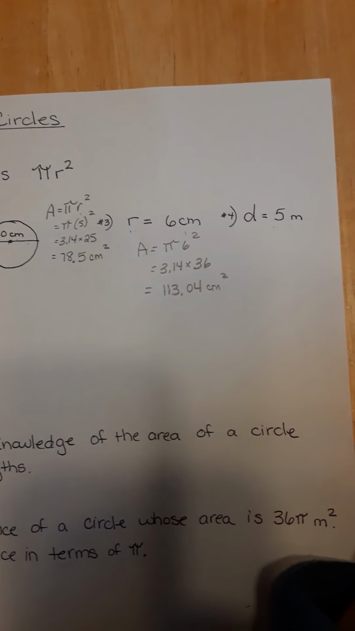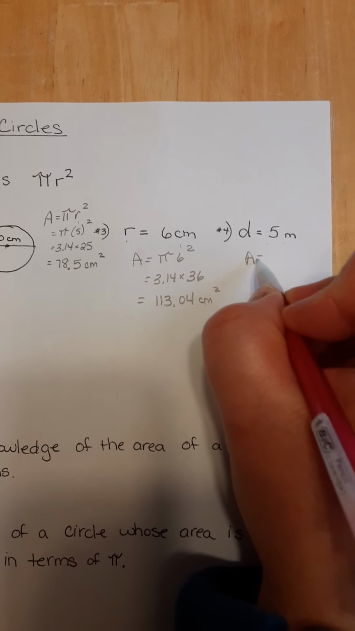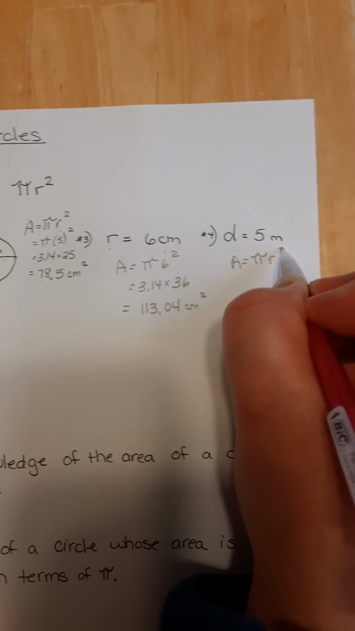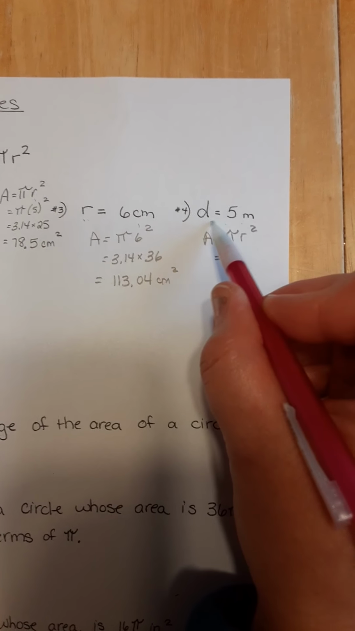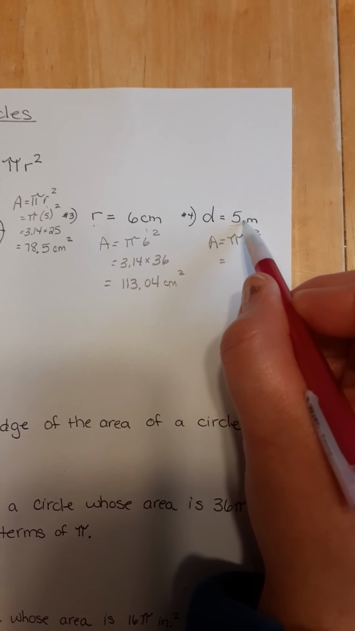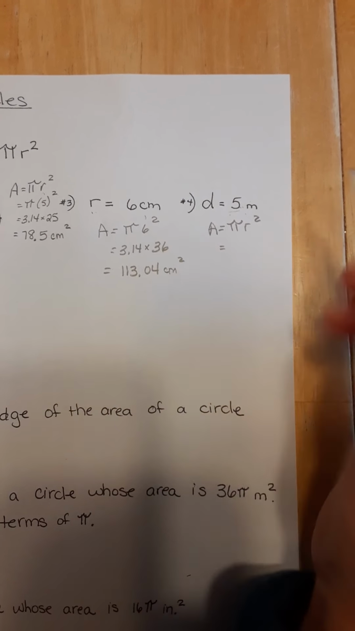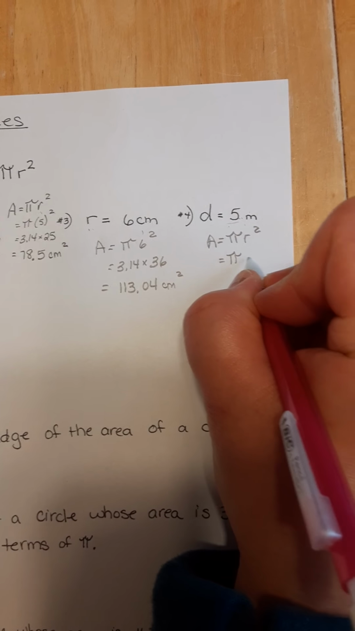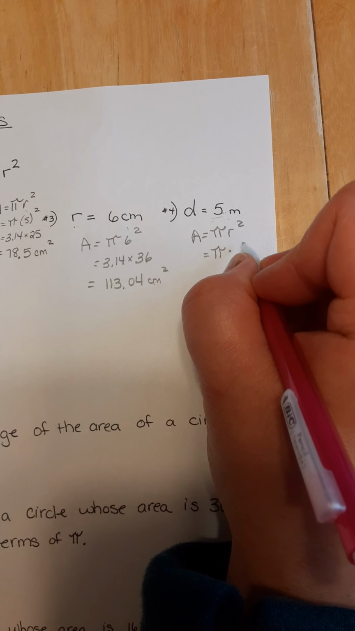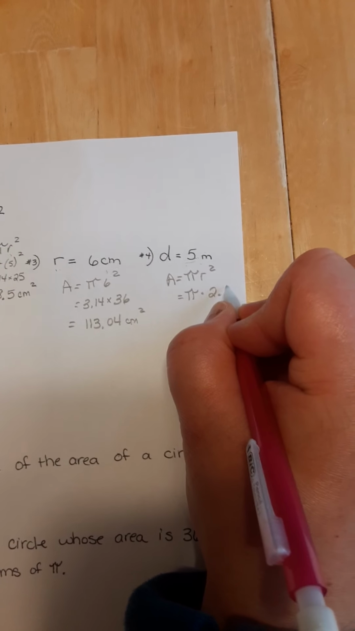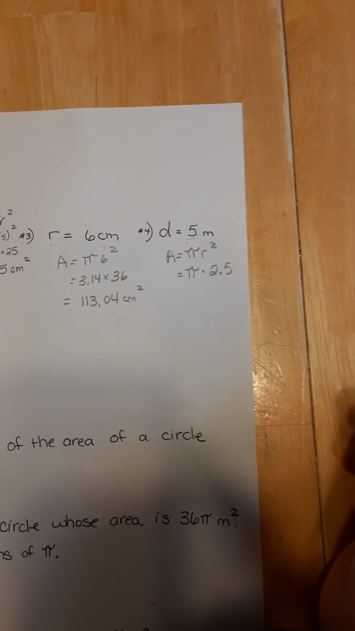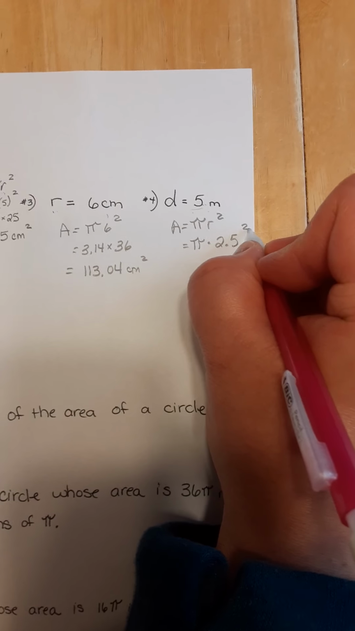Same thing when they give us our diameter. Same equation, pi radius squared. But here's the thing. They gave us diameter. We need to take half of that. Half of 5 is 2.14. Sorry, no it's not. It's 2.5. I was getting pi mixed in with that. Okay. 2.5 and we need to square it.